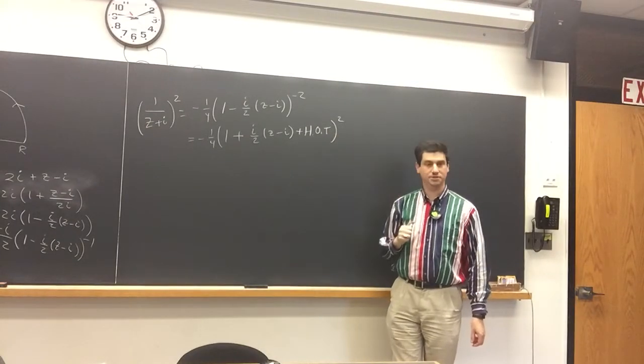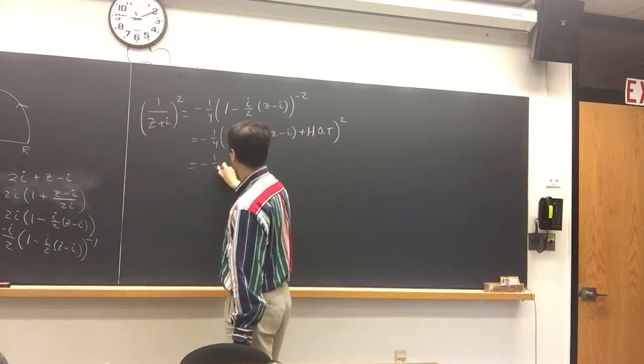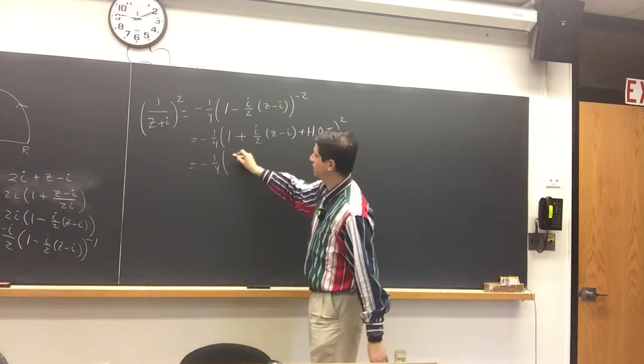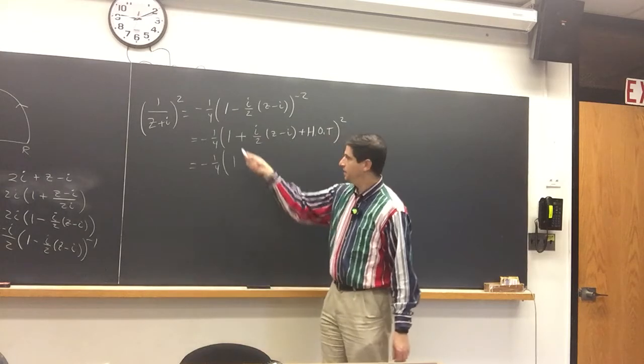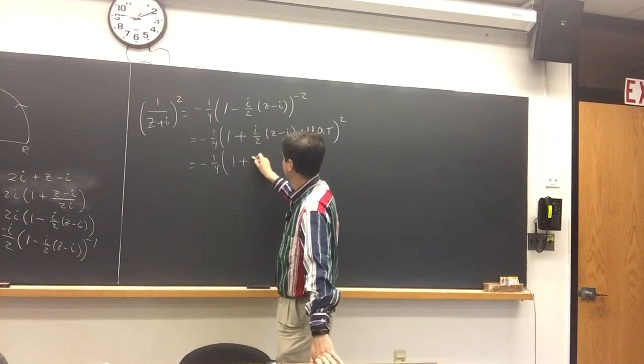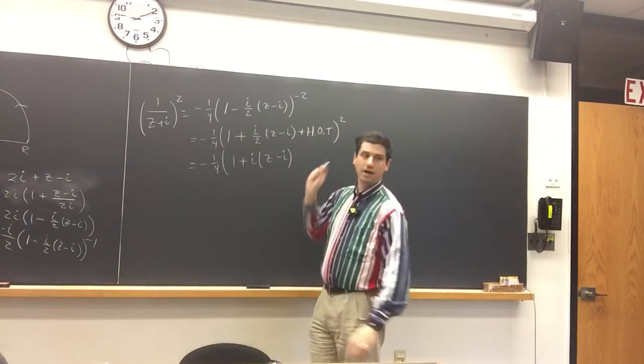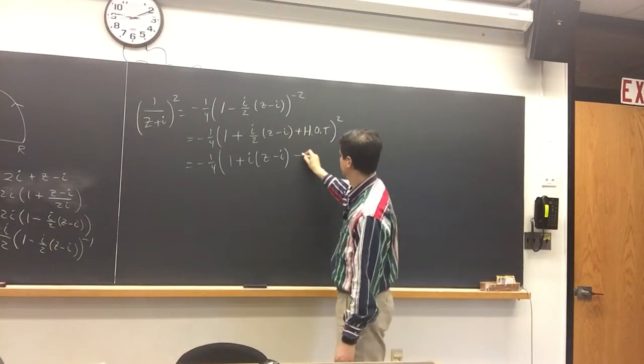So now I would just square this. And so this would become minus 1/4, and then when I square, I get 1 times 1 is 1. Then I get 1 times this and this times that, so I get the cross term. So I get twice this, so I get plus i, z minus i. And then everything else is going to be a higher order term.